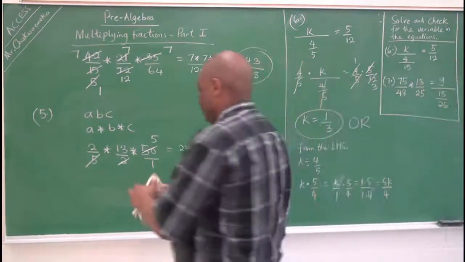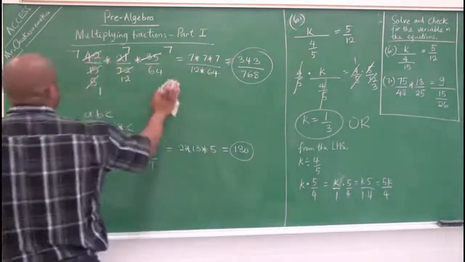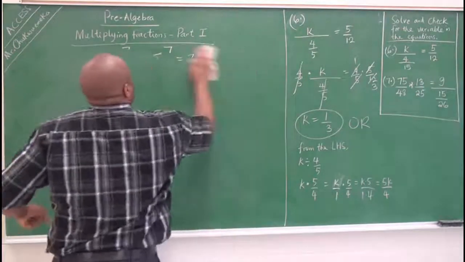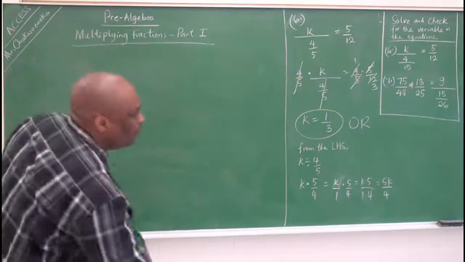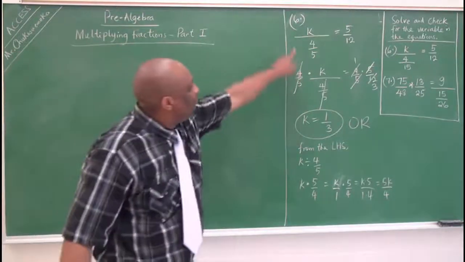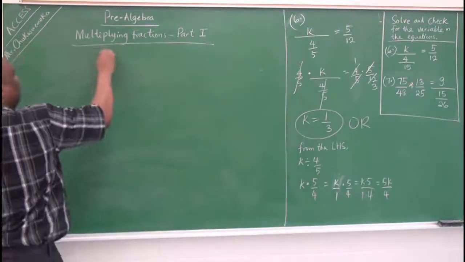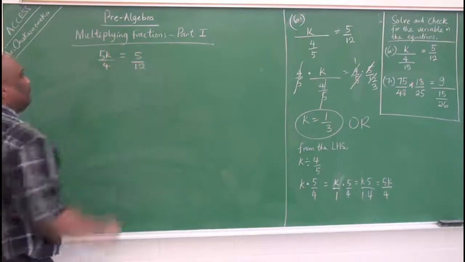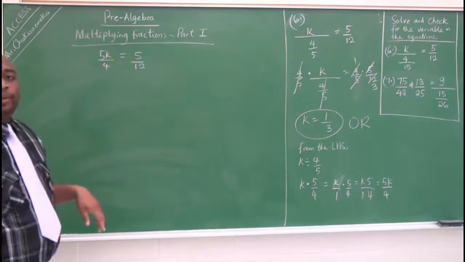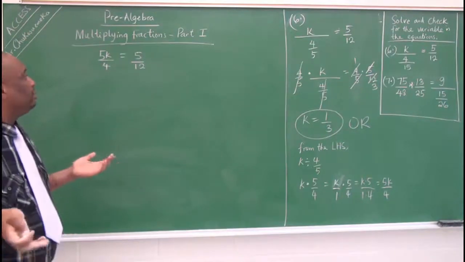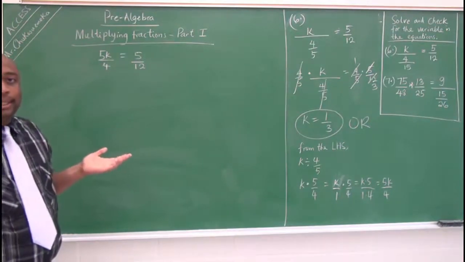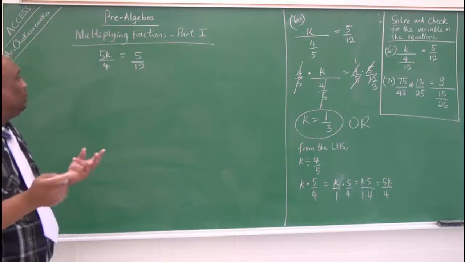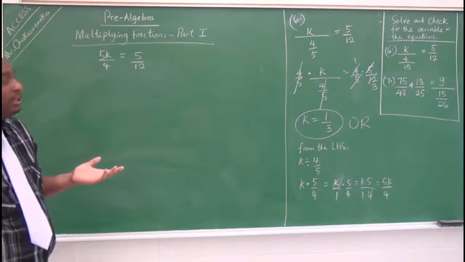Then you now come over here and say that 5K over 4 is equal to 5 over 12. You can use cross product, or you can also use LCD. You can use cross product, you can use LCD, you can also use multiplicative inverse.